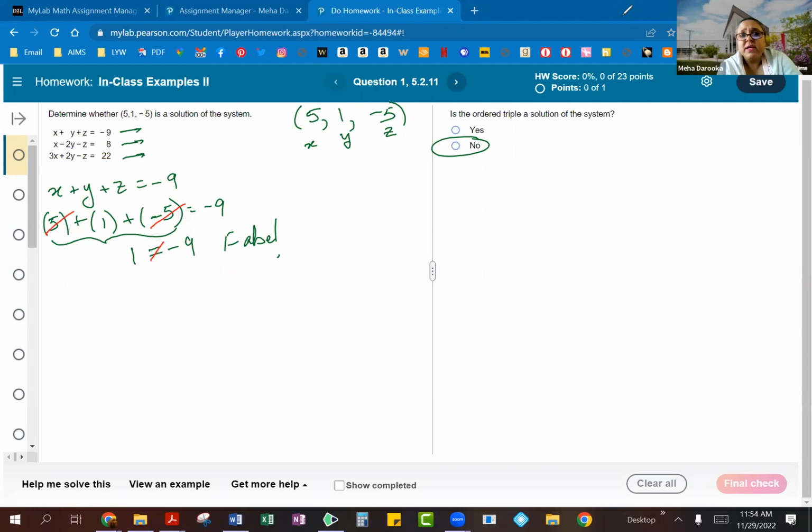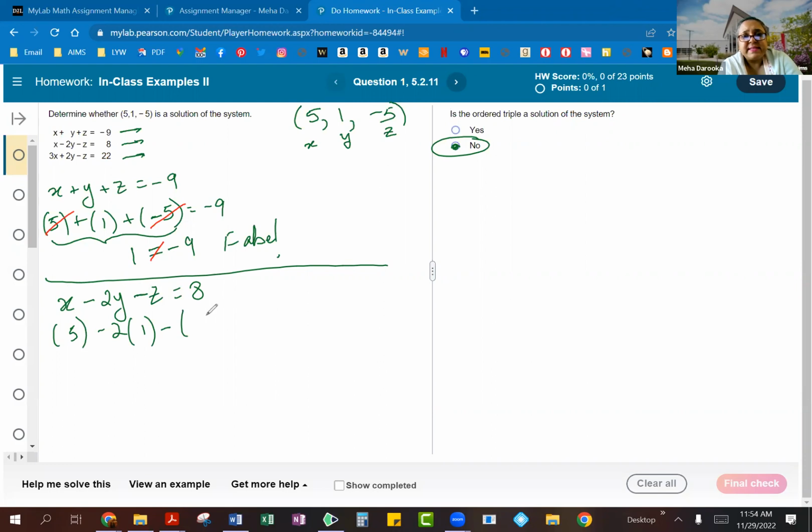Now, if you got true on the first one, then obviously you want to keep going, because then you're not going to stop. So just because we are here, let's do a quick check, but we know our answer is going to be no for this system. x minus 2y minus z equals 8. So x is 5, minus 2 times y is 1, minus the z, which is also -5. So you should have 2 negatives here, which becomes 5 minus 2, and then negative times negative is positive. And here you will see 5 minus 2 is 3, 3 plus 5 is 8.